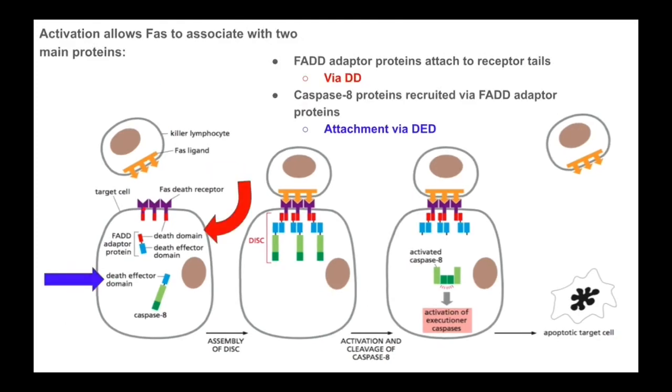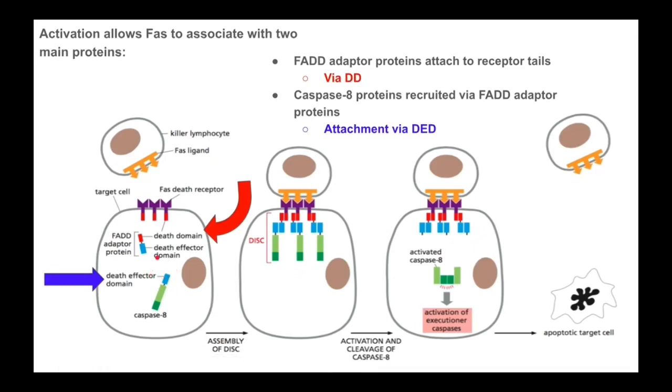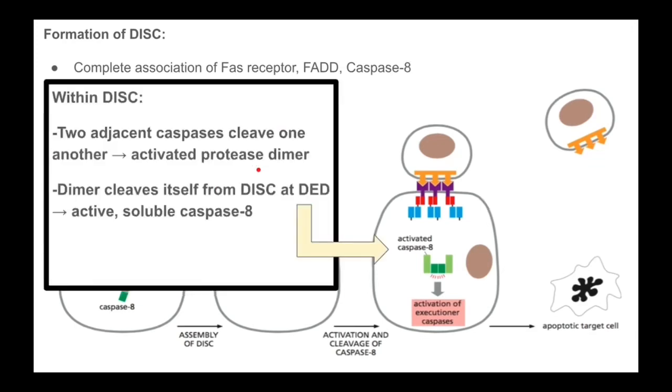Activated Fas receptors cause Fad adapter proteins to attach to receptor tails via death domains. Fad adapters recruit caspase 8 proteins, which are attached via death effector domains, or DEDs. With all these proteins coming together, you get the formation of the disc complex.